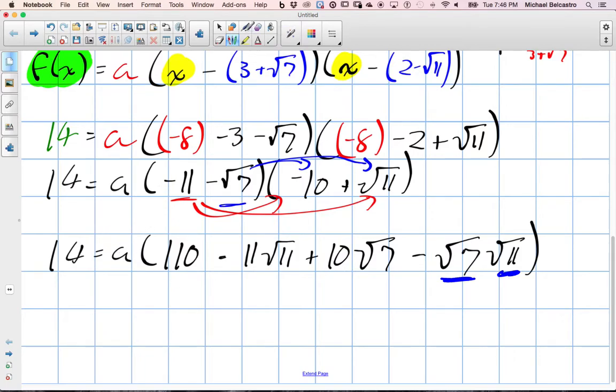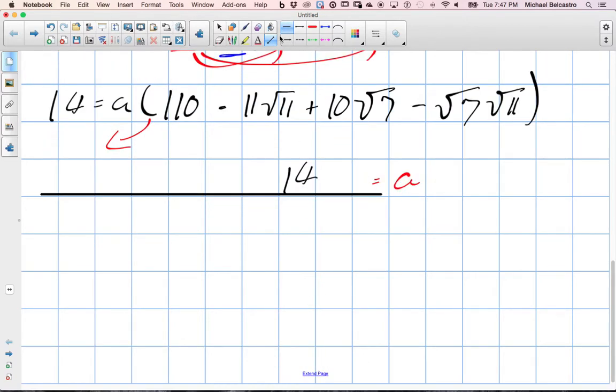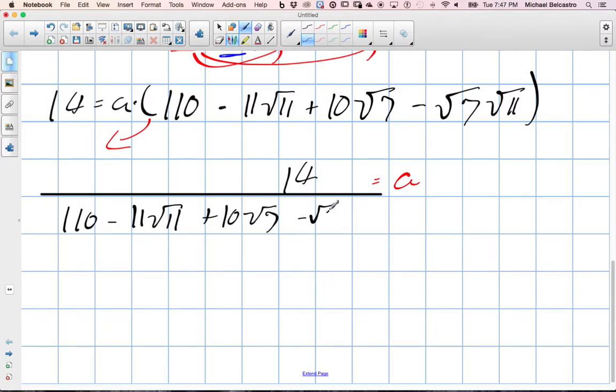So the next step to find A is you would technically bring this entire bracket to the other side. So you'd have A is equal to, and that's not going to be enough room. Move this over. A is equal to 14 divided by, I should have used much nicer numbers here, everything in that bracket, because it's technically multiplied. So when you bring it to the other side, you divide. So it's 14 divided by 110 minus 11 root 11 plus 10 root 7 minus root 7 root 11. So a little confusing on the bottom here, but you can plug this all into a calculator and find an actual A value. Okay, and you could have done that off the start.